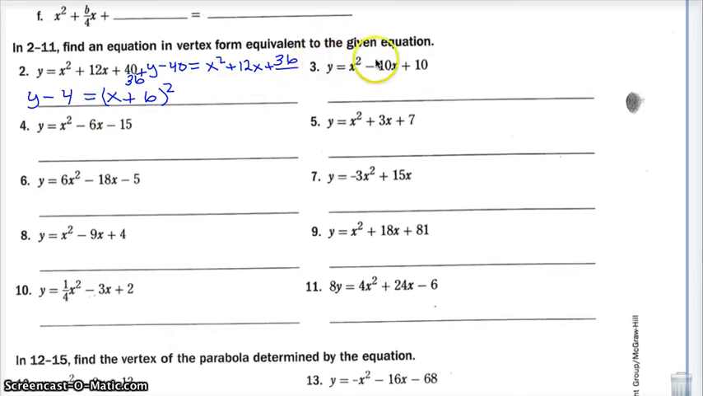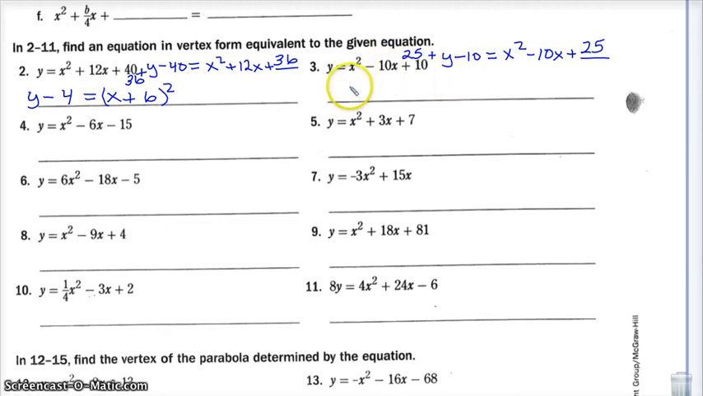In question number 3, I need to first move the 10 to the other side. I'll rewrite the equation as y minus 10 equals x squared minus 10x plus blank. Here's where I complete the square. I will divide b by 2 and get negative 5. I square it and get 25. I can't add 25 to just one side, so I have to add it to the other side as well.